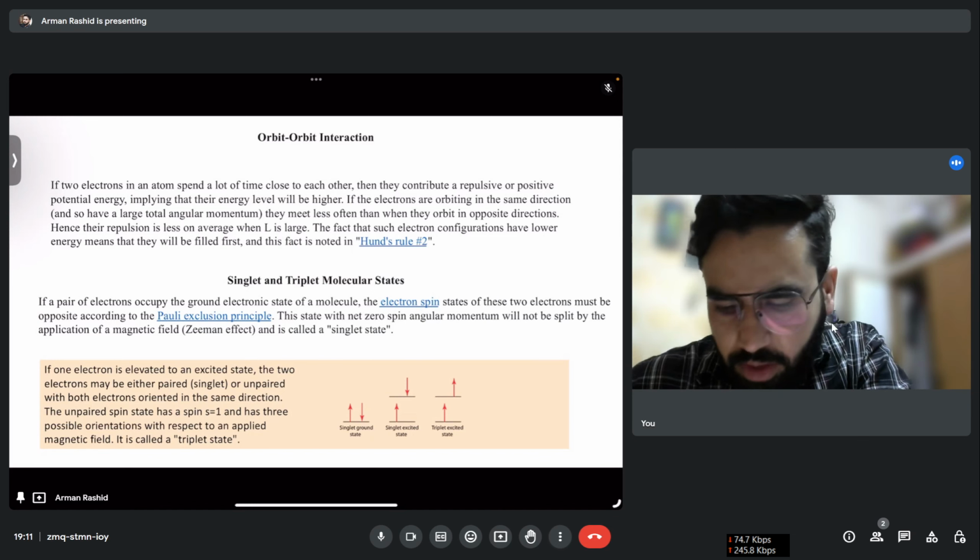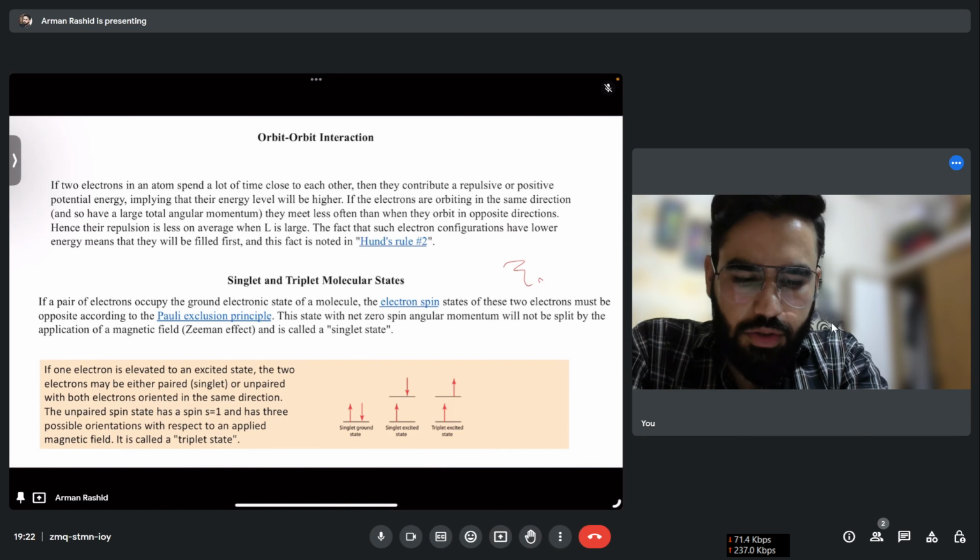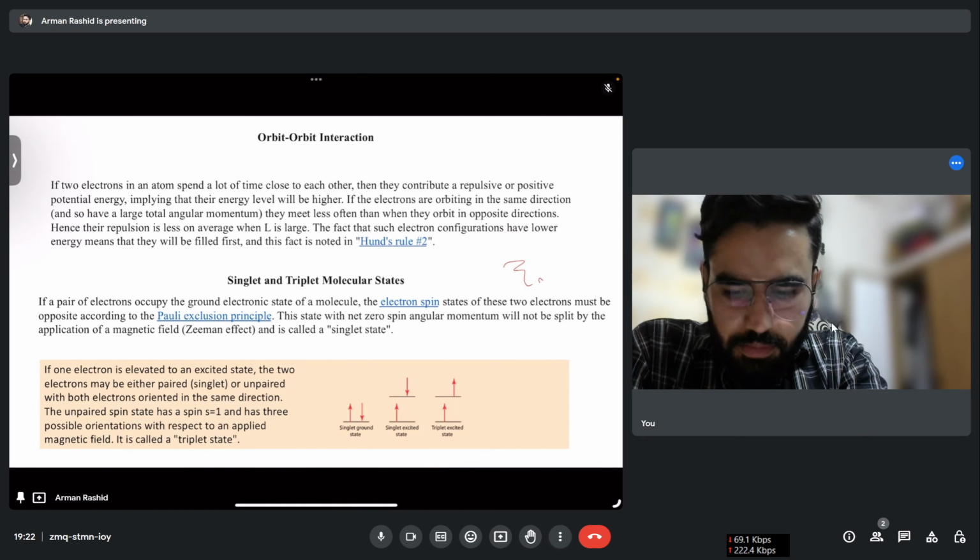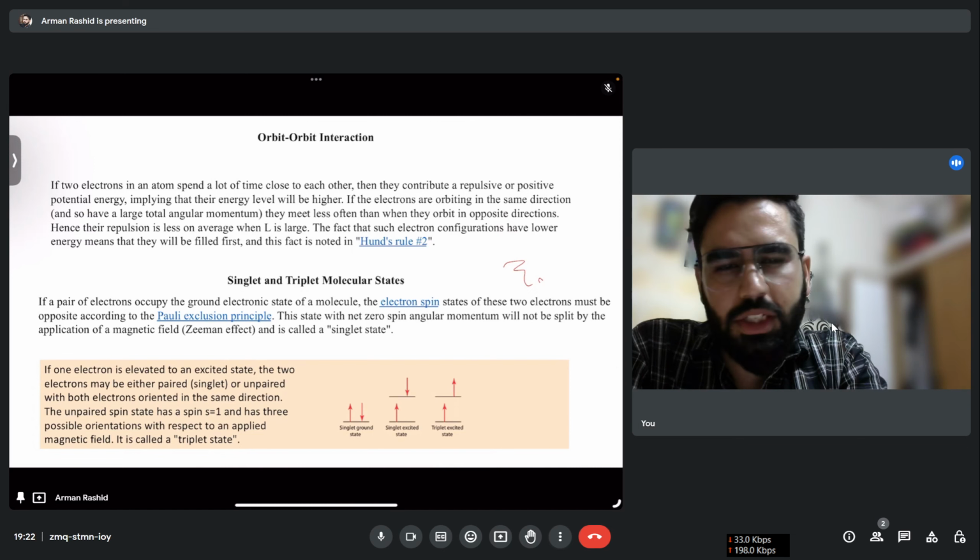Then we have also shown the singlet and triplet molecular states. If a pair of electrons occupy the ground state of the molecule, the electron spin states of the two must be opposite. So we always know Pauli's exclusion principle. If two electrons are present in the orbital, their spins must be opposite to each other. This means there is no net spin angular momentum, and this is called a singlet state.